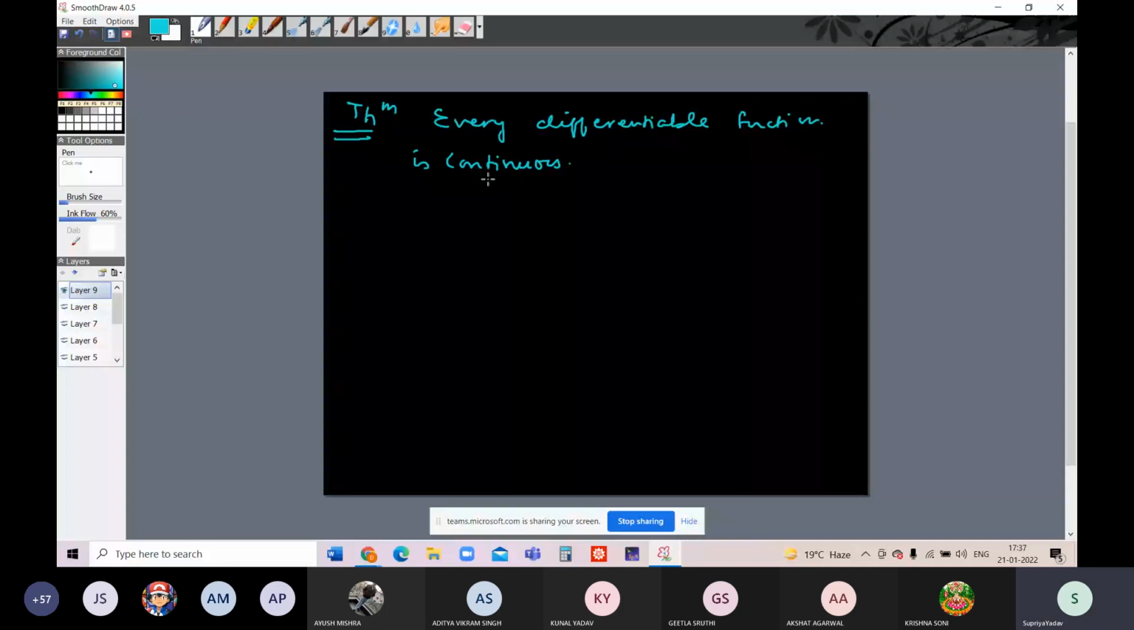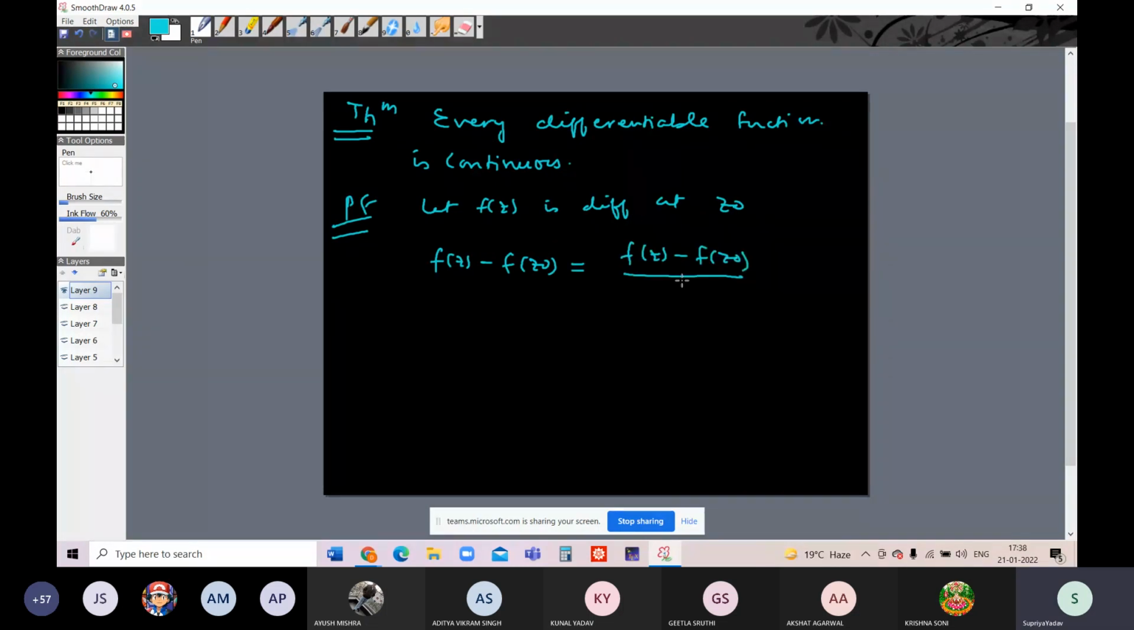So suppose that f z is differentiable at z0, then we have to prove that it is also continuous at this point z0. So we can write f z minus f z naught like f z minus f z naught divided by z minus z naught, into z minus z naught. We can write in this way.